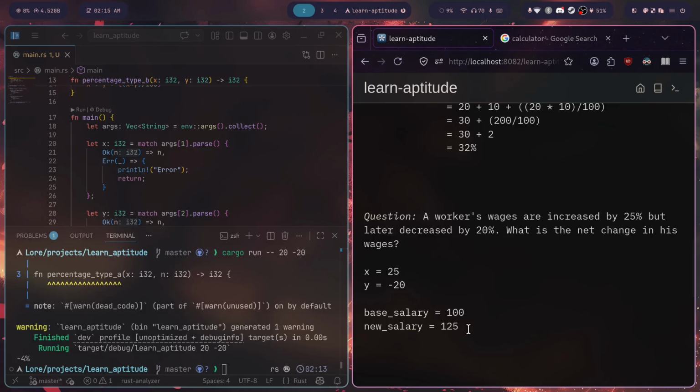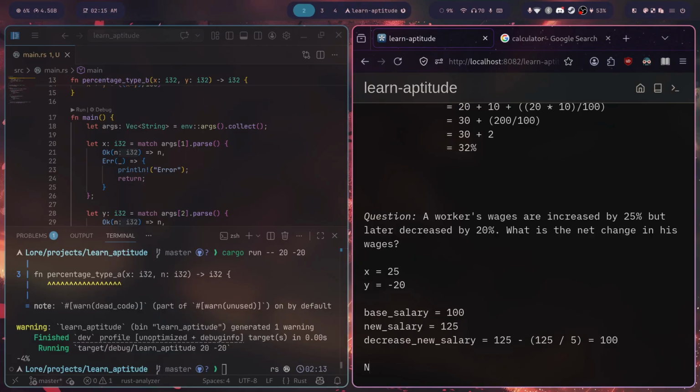So 125 was the new salary, and if we decrease the new salary, 125 minus 125 into 20 by 100 is 1 by 5 only, so I can simply divide by 5, which will result in 25 only, so the net result will be 100. So ideally it should come as 0.